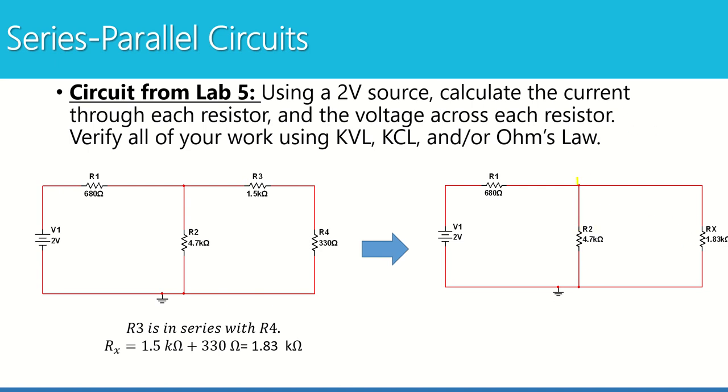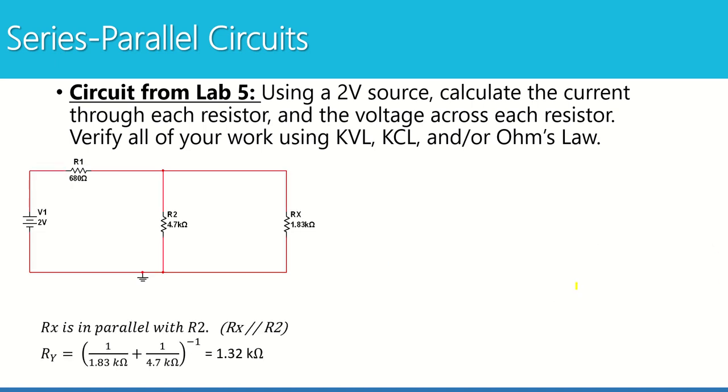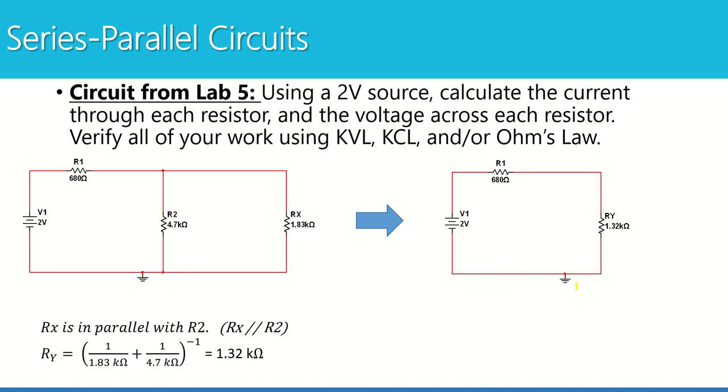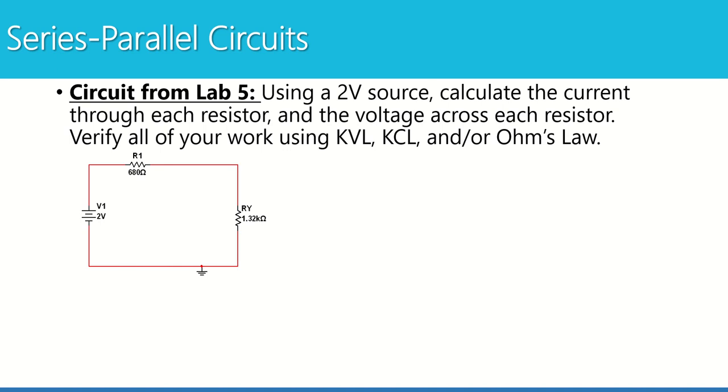We have two paths where the current splits and comes back together. So I'm going to make my second combination, I'm going to call that Ry, where I combine Rx with R2. And when I'm done, redraw the picture. Now I can see that R1 and Ry are in series. They're along the same path and must have the same current. So I'm going to add R1 and Ry for my last combination.